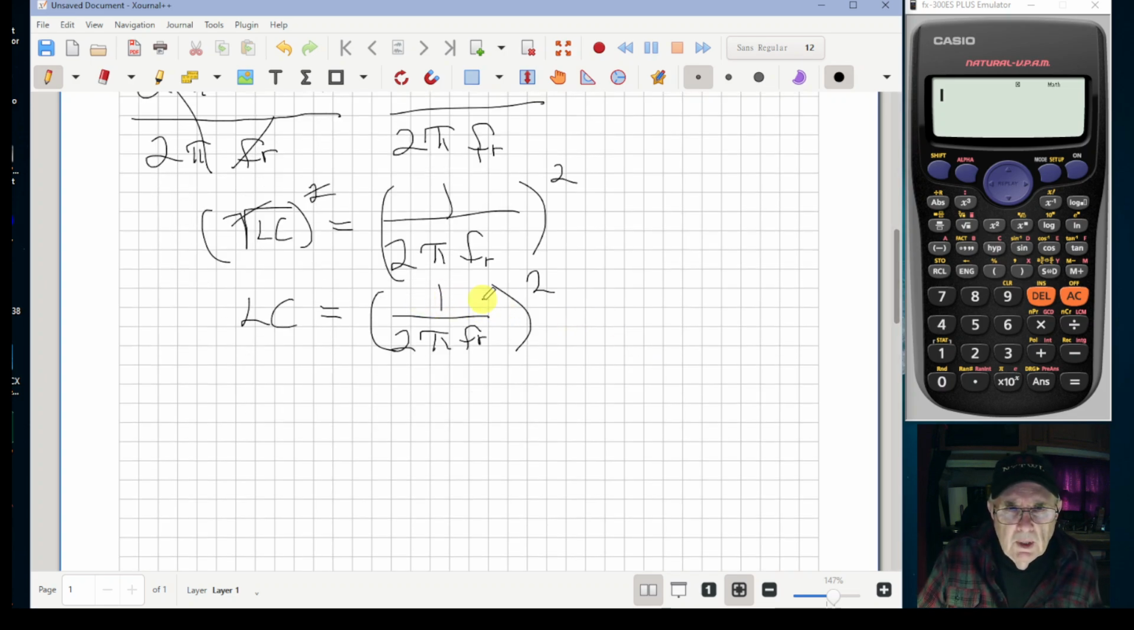Nothing we could do to this. Well, we could simplify it a little bit. 1 squared is still 1, 2 squared is 4, pi squared is whatever it is. But we'll just leave it in this form. C is still not by itself, but now it's from underneath that radical. It's being multiplied by L, so guess what? We're going to divide the left side and the whole right side by L.